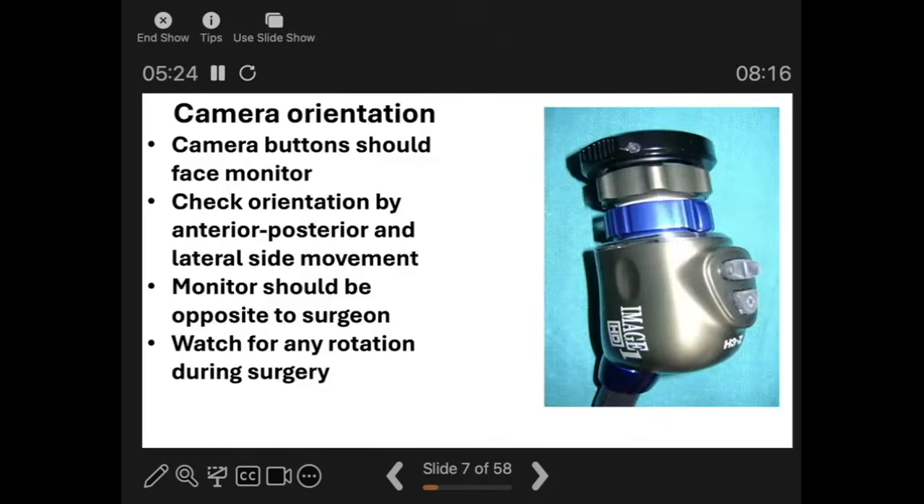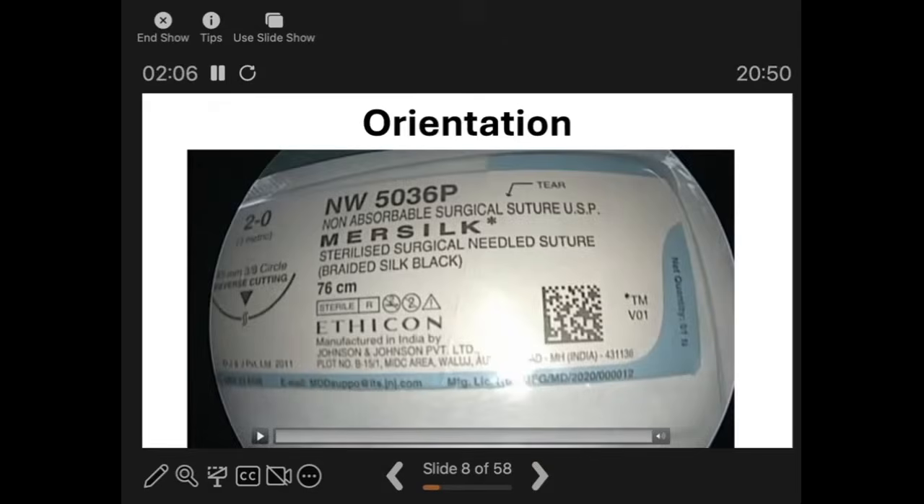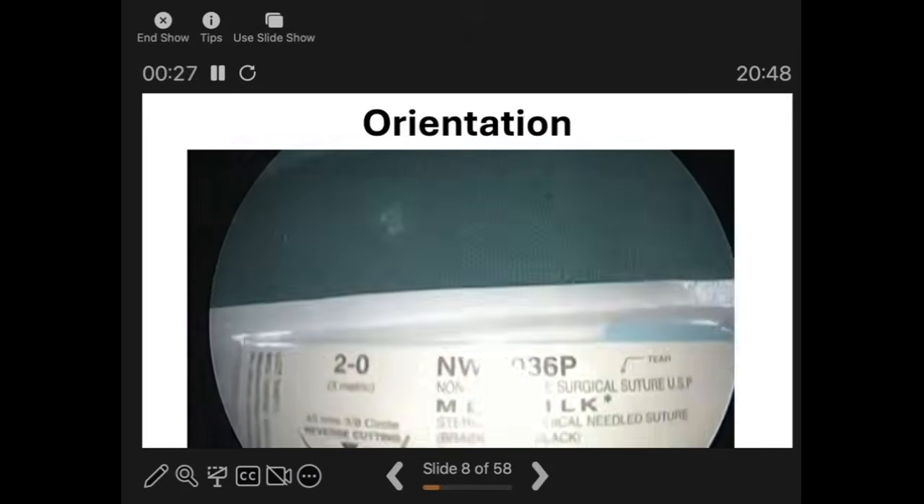Camera orientation is maintained by keeping the button facing the monitor, verifying with the directional movement of up, down and lateral side, placing the monitor opposite the surgeon and checking for rotation during surgery. Camera orientation is checked by left, right and up, down movement. Left, right, up, down movement of the camera with the endoscope should correspond with the movement occurring on the monitor. So this is the video showing camera orientation. Move it to the right and left and up and down.